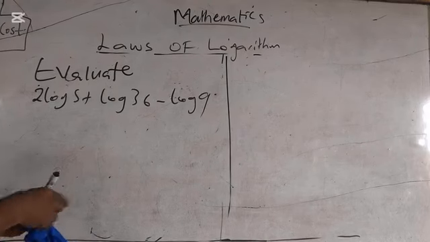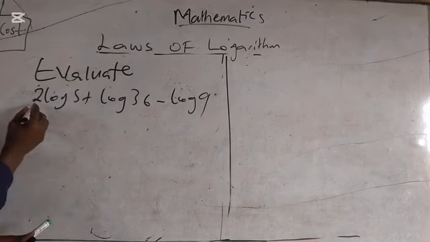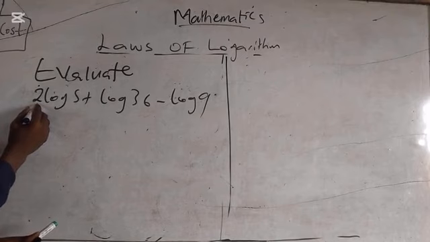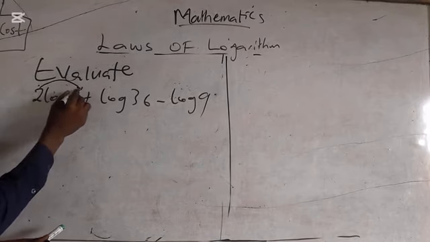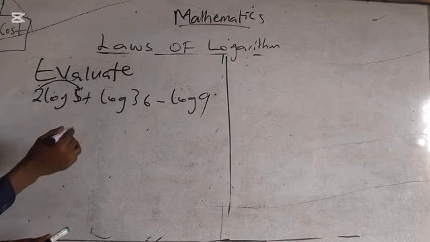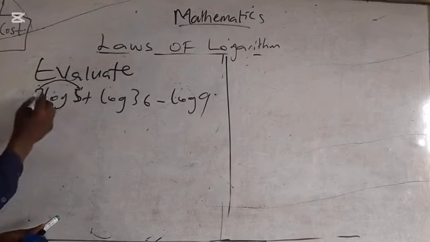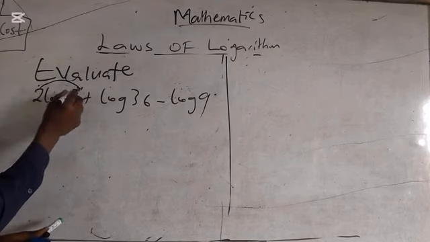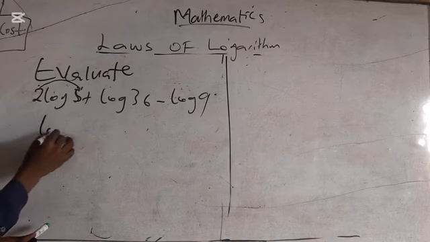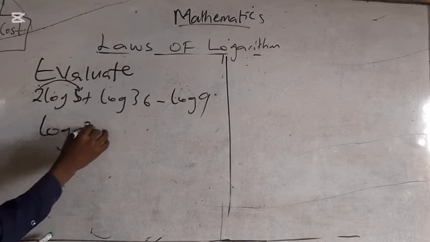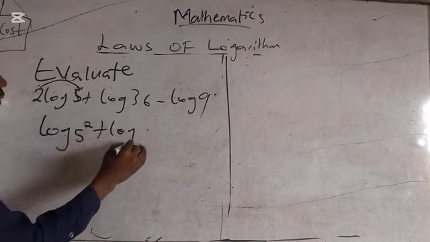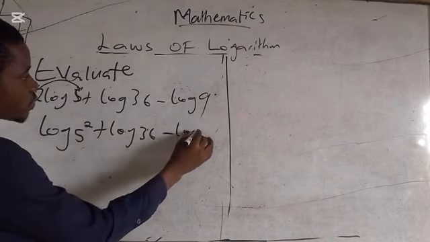Before we apply that law, we must look for a way to remove these 2s from this place. And how do we do that? We can bring it back to be the power of this 5. There's a law I already explained that allows us to perform that operation. So first of all, let us bring this 2 to become the power of this 5, so that I will now have log 5 raised to power 2 plus log 36 minus log 9.